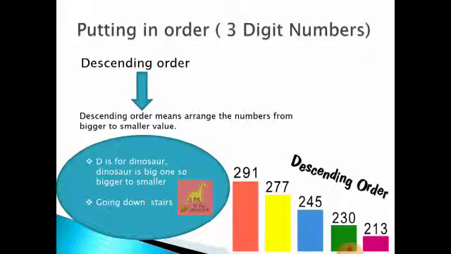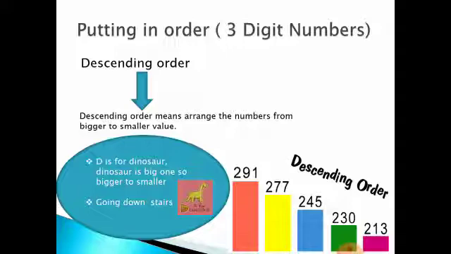Putting in order, 3-digit number, descending order. The next way to order the number is descending order. Descending order is the opposite of ascending. Descending order means arrange the numbers from biggest to smallest value. To understand this, we can relate it with the word dinosaur. Dinosaur is big one, so bigger to smaller.